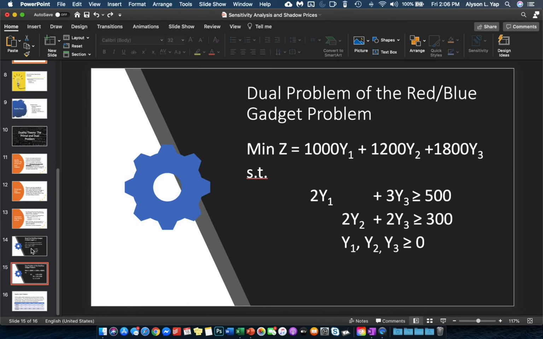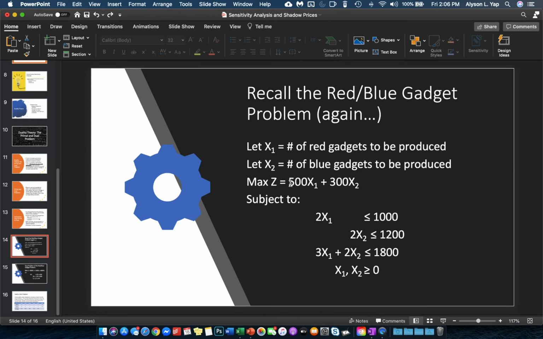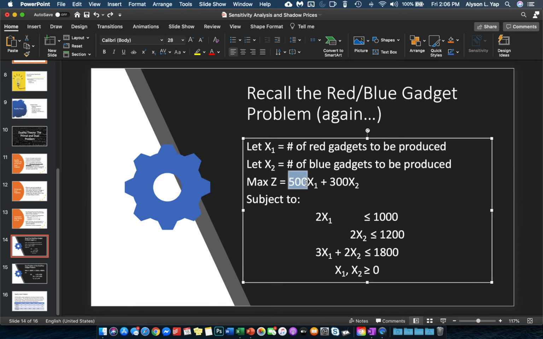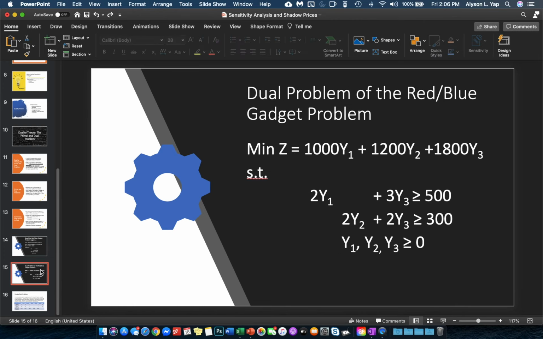In the red blue gadget problem, the input parameters are the coefficients. So 500, 300, 2, and then the 0 here, 0, and the 2, and 3, and 2. Okay? And of course, your right hand side is 1000, 1,2, and 1,8. And as you may have noticed, these input parameters are the same input parameters used in the dual. Everything was used in the dual.